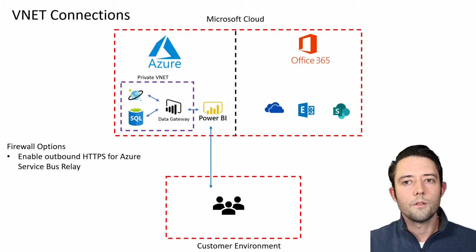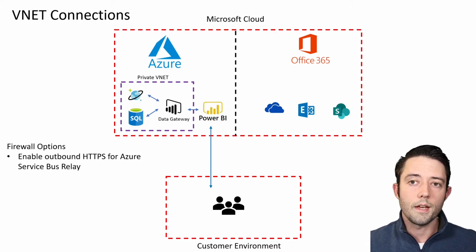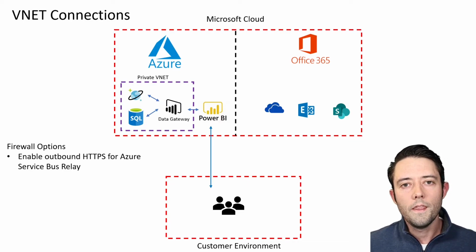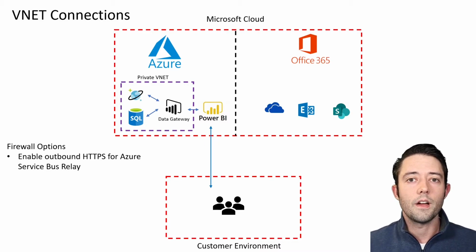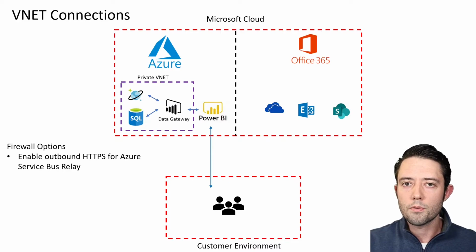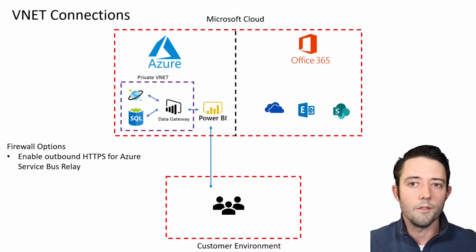Now let's take another scenario here. In this case, we still have Azure resources we want to consume with Power BI, but this time they're isolated in a VNET, which means that these resources, instead of having publicly addressable IP addresses, are now using private IPs, and you can only get to these private IPs if you're inside of the VNET.